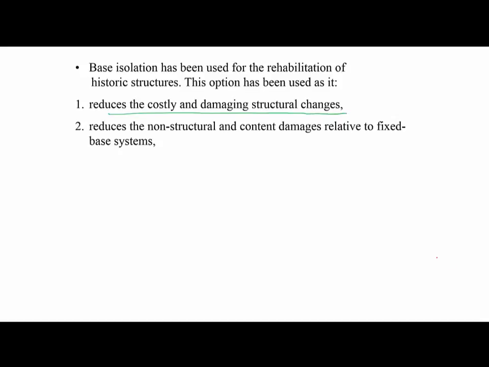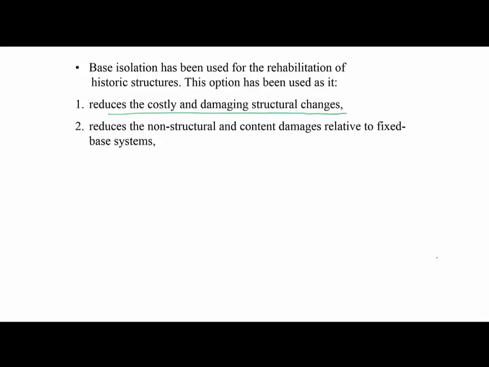The base isolation has been used for the rehabilitation of historic structures. This option has been used as it avoids costly and damaging structural changes. For example, if you want to put in bracing or add shear walls, it's going to be a major change in the building, and much more costly than providing a base isolation system, which happens at the base of the building. You don't need to open the entire structure.